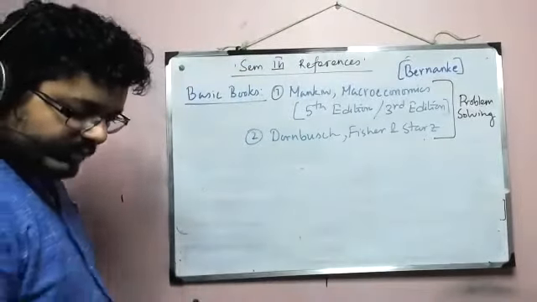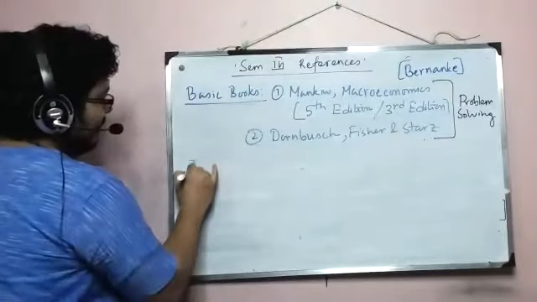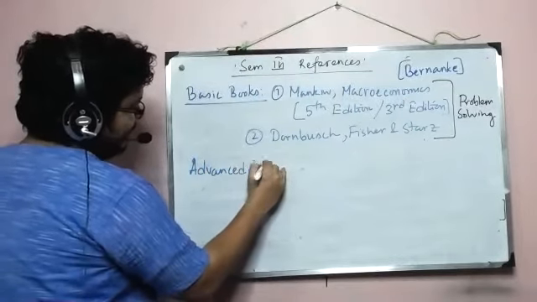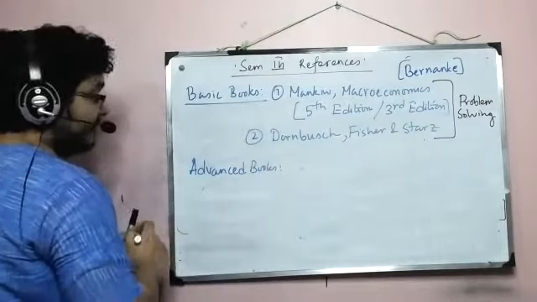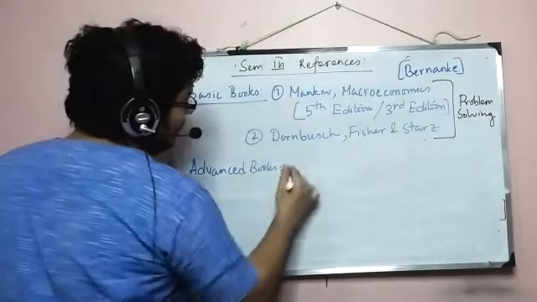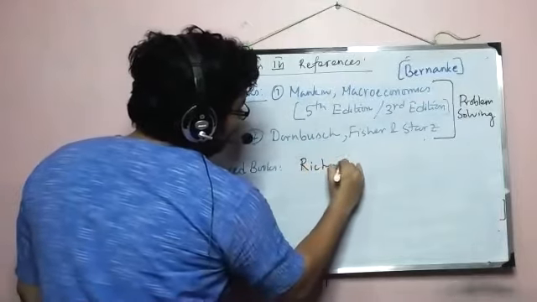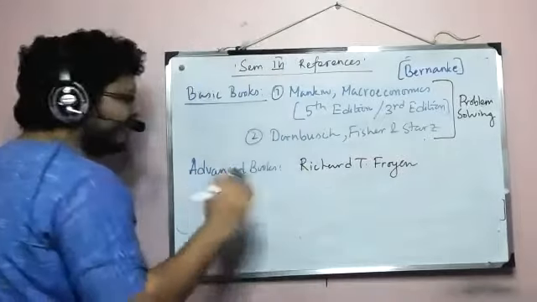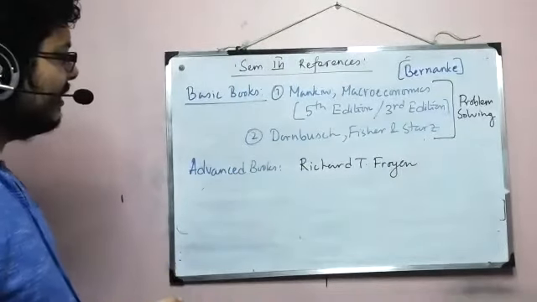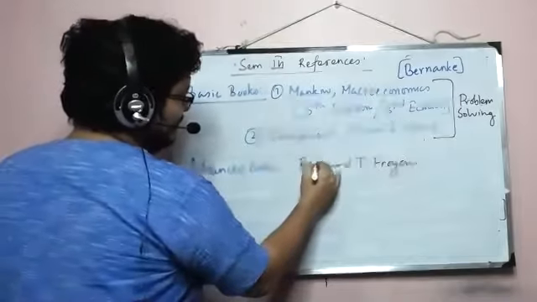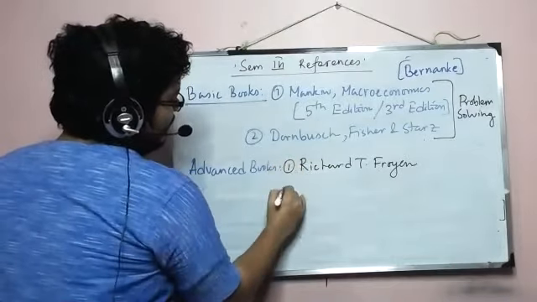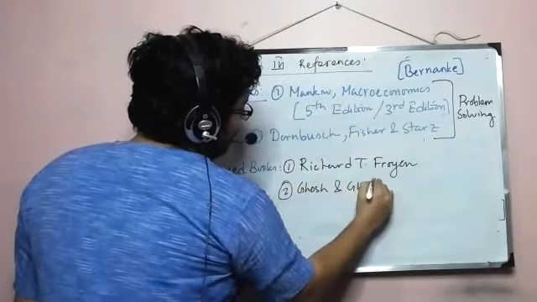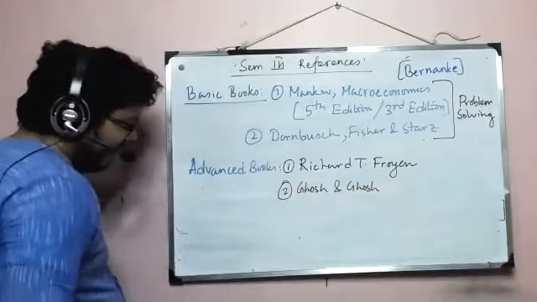But to have a complete understanding, they're not really advanced books, but anyways, I'll write it like this. To have a complete fine understanding, always go through Richard T. Freund. It has the best theory. It's very well written, very well lucid. It has a lot of examples. You will get an interest in macro if you read this. Number two is Ghosh and Ghosh. It's not really advanced in sense, but as I mentioned, we'll study some part of it.